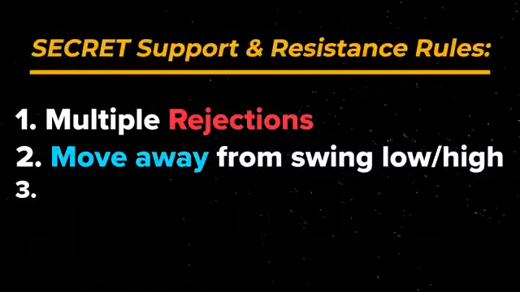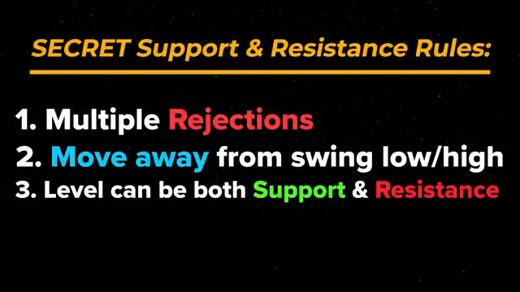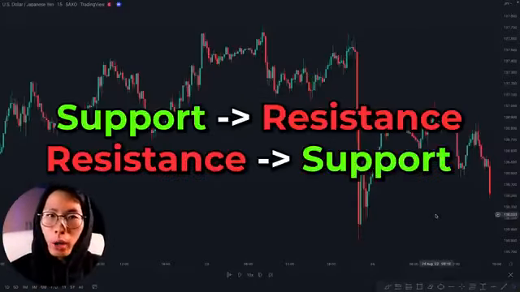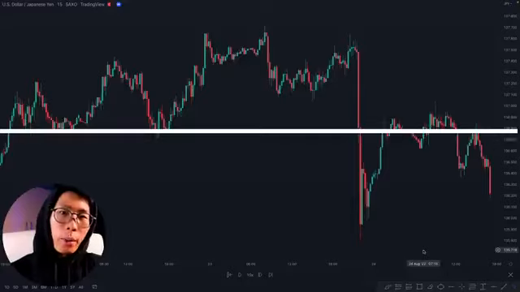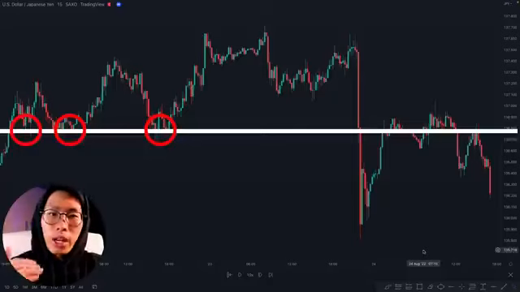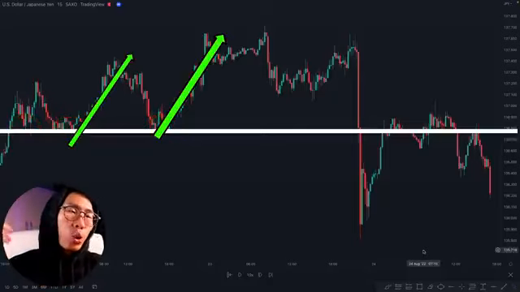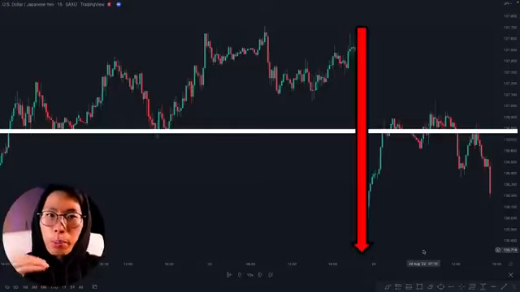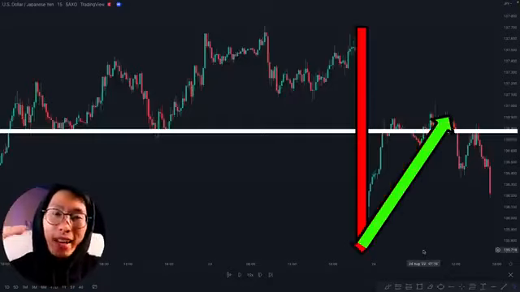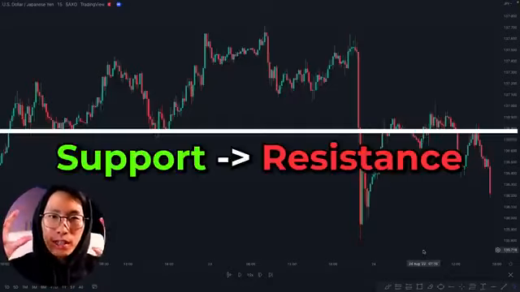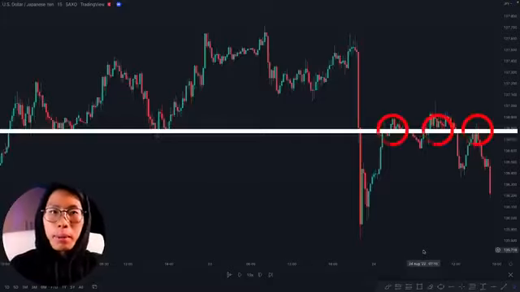The next rule is that a level can be both support and resistance. Support can become resistance and resistance can become support. You can draw a support level right here because price reversed 3 times at this area, and whenever price came back down to this area, it always shot back up. So there's a very strong support level right here. And look at what price did when it broke through this support level. It came back up to retest this support level, and now your support level is acting as your resistance level. You can see right now price is unable to break past this resistance level, which used to be the support level.